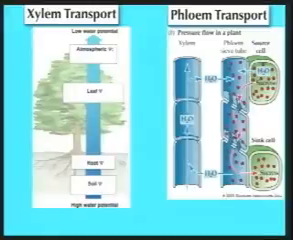This is not movement involving crossing cell membranes. Remember, these are open channels. There's no cell membranes involved within these sieve tubes or within the xylem here. Although there is active transport in the case of the phloem with regard to loading of the sugars into the sieve tube elements.